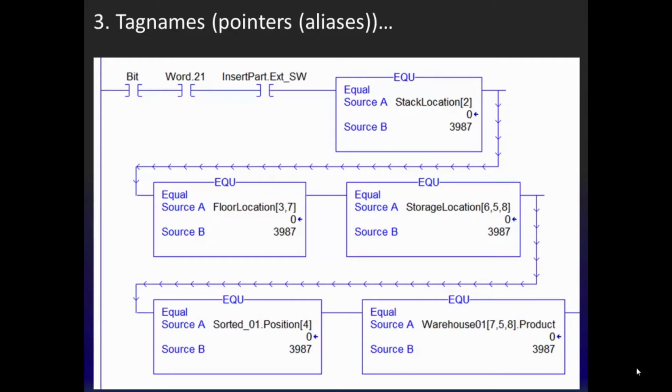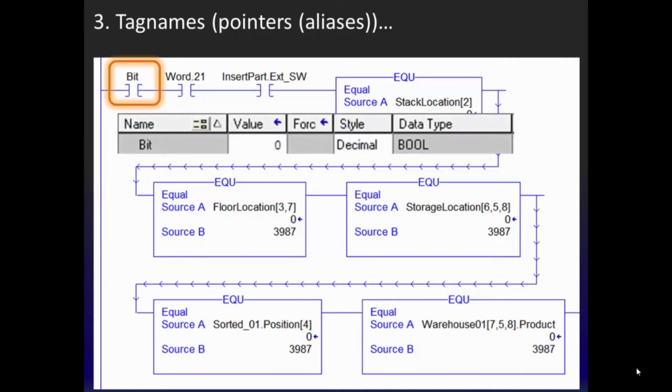Tag names, pointers, aliases, anything you want to call them. These tags right here represent the latitude that you have in creating tags in RSLogix 5000. The first one that I named bit, literally the name is bit, and it's a Boolean.